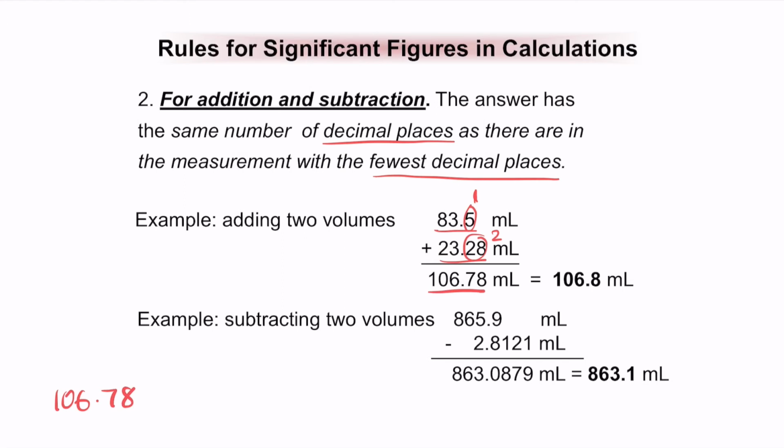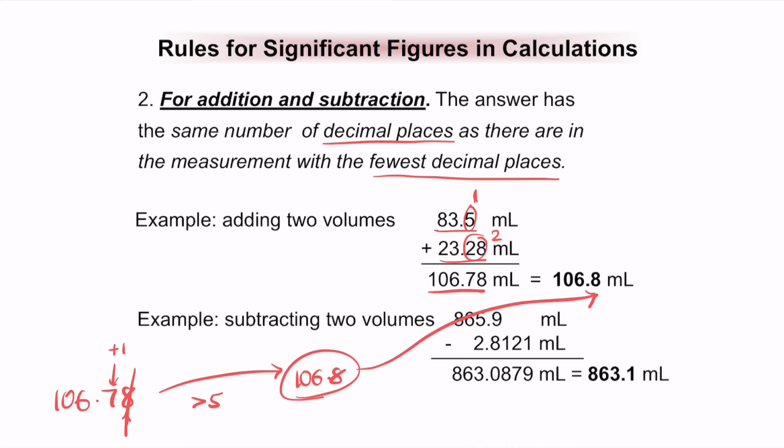What do we do? Again, we start rounding off. So we look at the last number, 8. 8 is greater than 5. So what do we do? To the number before it we add plus 1. So what happens now? This goes out and the answer becomes 106.8. So this is where you get 106.8.